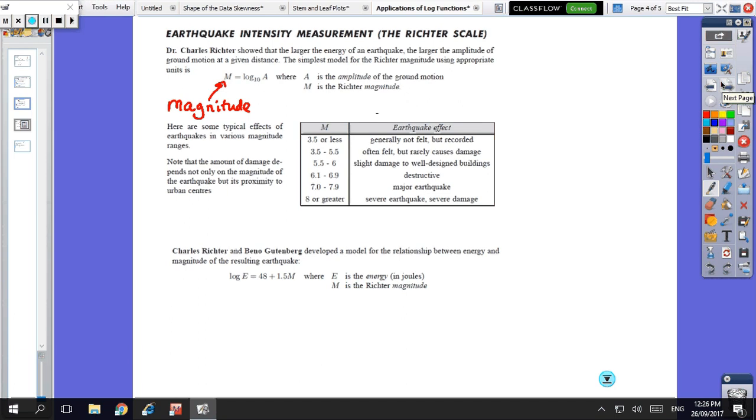The last formula we're going to be looking at is earthquake intensities, and it's pretty current actually. We've had lots of earthquakes in Mexico. I think the last one in Mexico in 2017, just a few weeks ago, was a 7.1. So 7.1 falls into this earthquake category that's major.